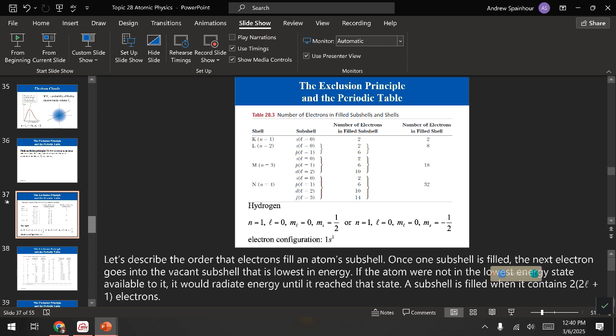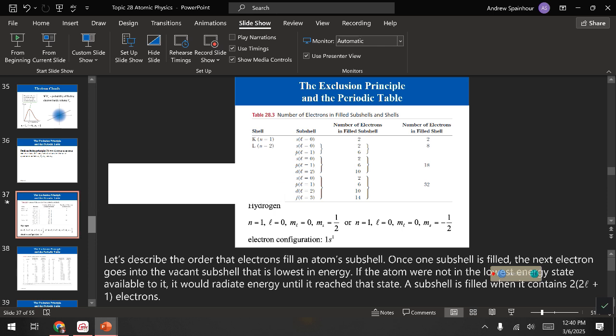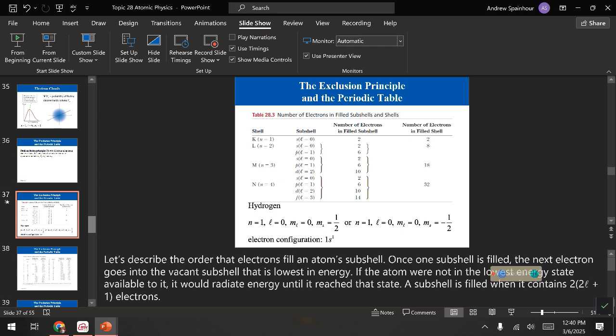But when you usually write them, we don't even worry about the major shells because we're writing the subshells anyway. All right.